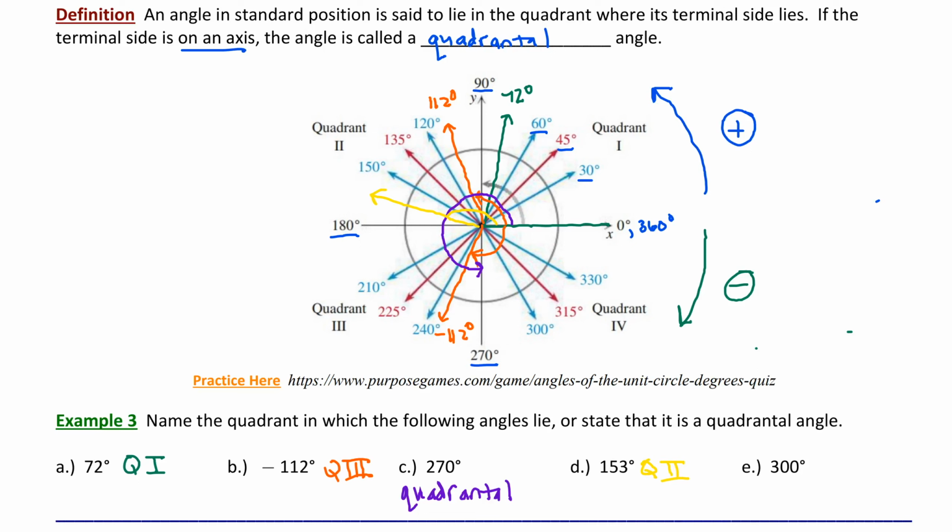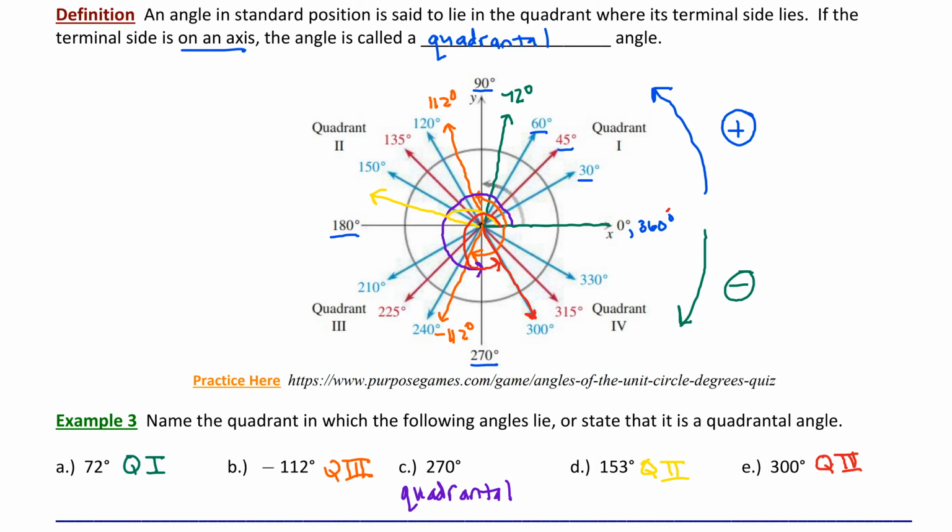The last example is positive 300 degrees. That's one of our special angles on the unit circle. So we're going to go from the positive x-axis, rotate around to 300 degrees. We can see that lands in quadrant 4. Now, this is very simple and straightforward information, but again, it is vital information. You will want to familiarize yourself with the location of these specific angles on the circle.